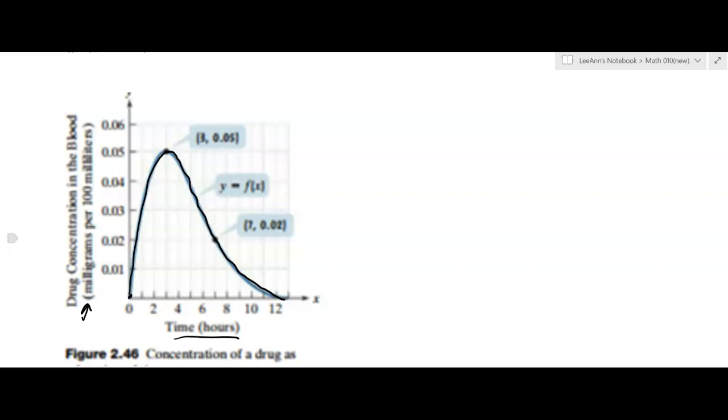Okay, so I don't know, obviously, too much about medicine. The top right here, then, is this 0.3. I'll write it again because it's so blurry. 0.05. So that's after 3 hours, you're having a concentration at its highest of 0.05 milligrams per 100 milliliters. After 7 hours, it's gone down to 0.02 milligrams per 100 milliliters. Okay, so those are the two ordered pairs.